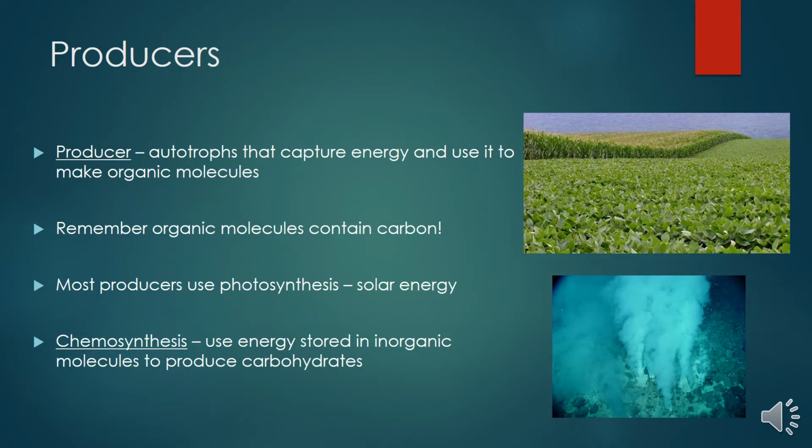Producers. A producer is an autotroph that captures energy and uses it to make organic molecules. Remember, organic molecules contain carbon. Specifically, the one we've talked about the most is glucose. Most producers use photosynthesis, like the ones on the top there, for solar energy. But there are some that use chemosynthesis, which is energy stored in inorganic molecules to produce carbohydrates.